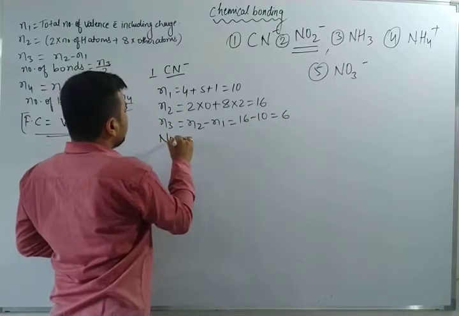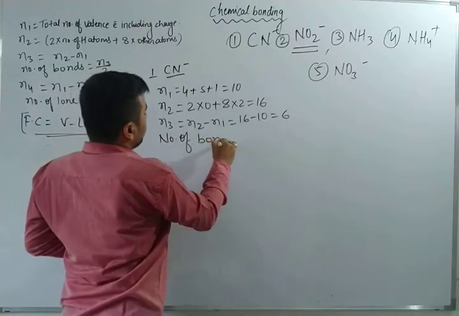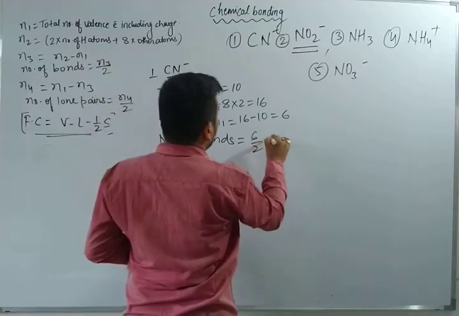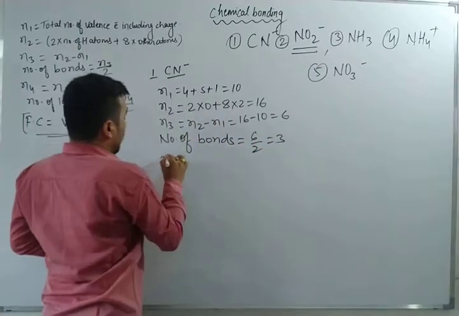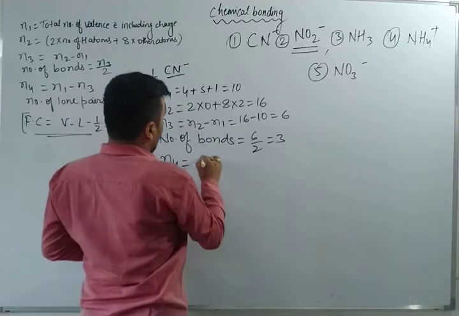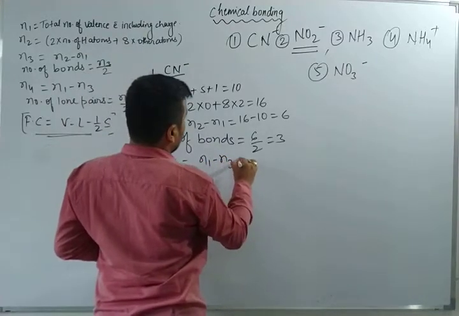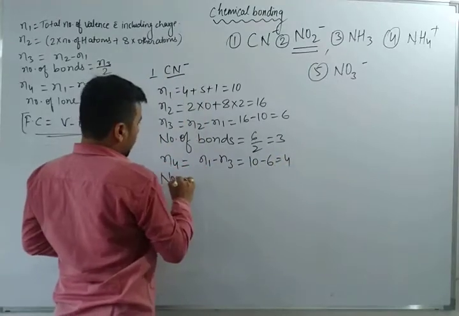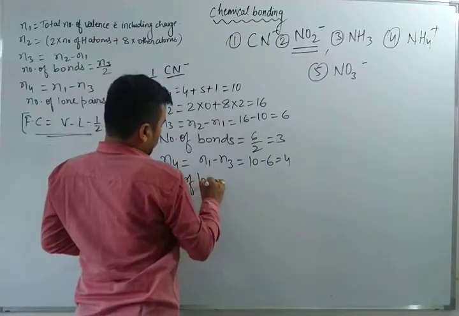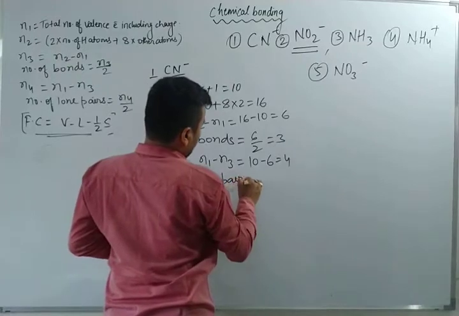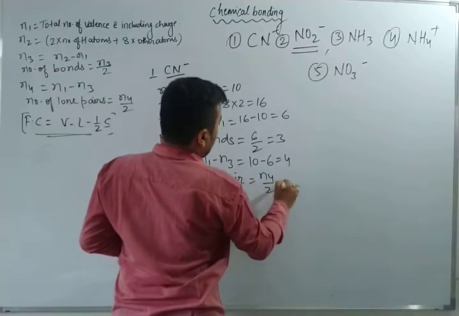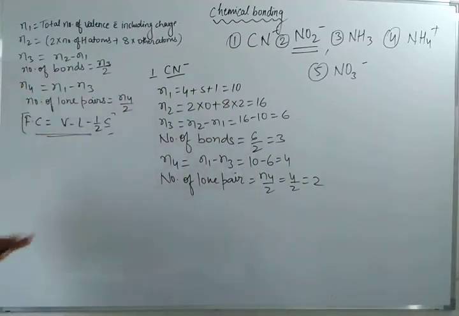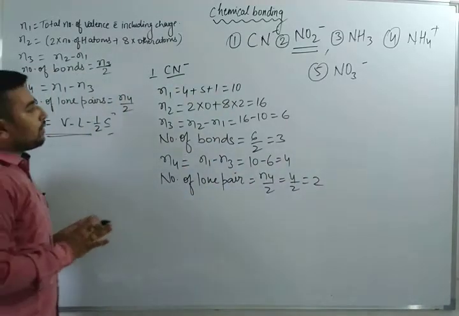Number of bonds is equal to 6 upon 2, that is equal to 3. N4 is equal to N1 minus N3, 10 minus 6 is equal to 4. Number of lone pair is N4 upon 2, that is 4 upon 2, that is equal to 2. So, have you calculated all the values? Now you have to just draw the diagram.